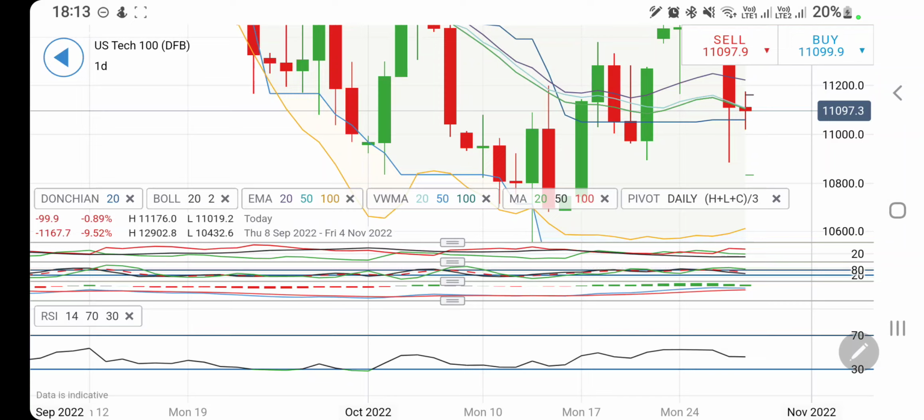Below 11,000, certainly furthermore bearishness will kick in, and then we can expect it to drop more. 10,950, 10,900 are going to be the maximum support zone for Nasdaq 100 on the downside. So take your positions accordingly, trade with the stop loss, trade with the trailing stop.